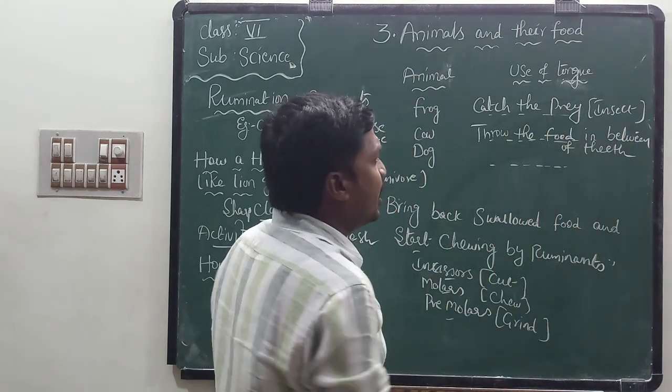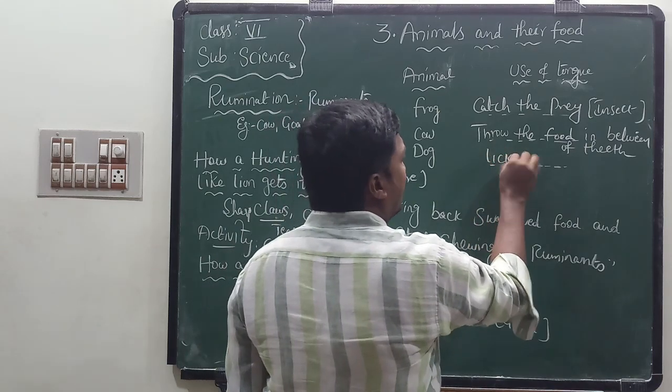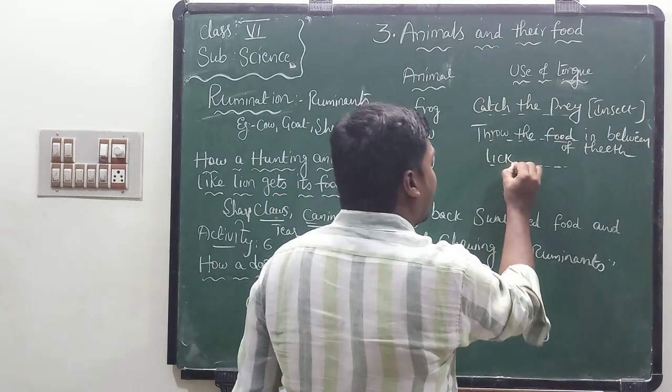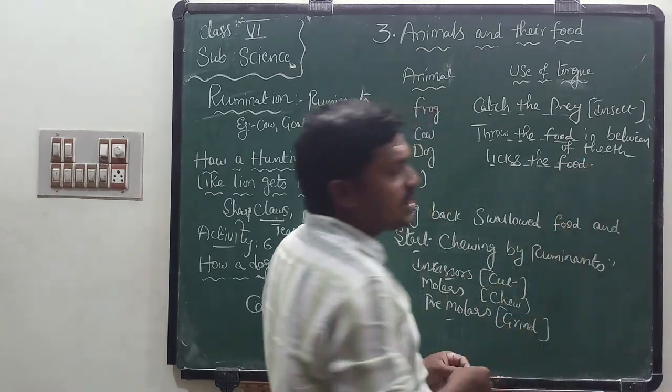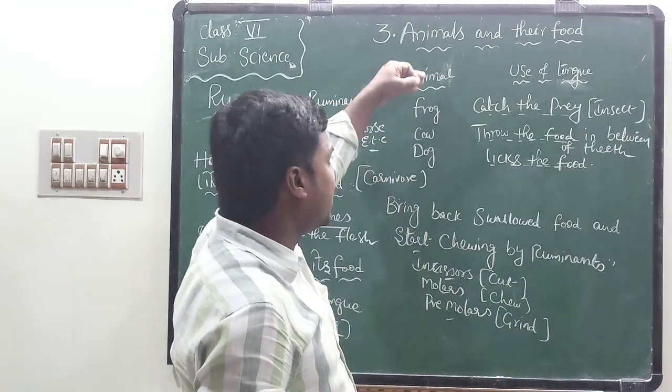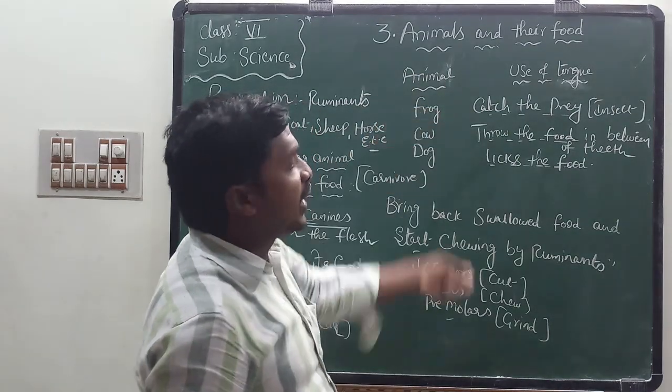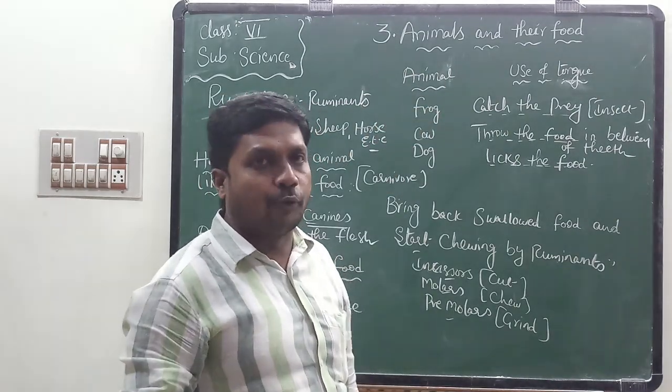Next, the dog. In the dog, the tongue is helpful to lick the food material. Lick means knock. If you observe in these three animals, the tongue plays different roles in taking food material.